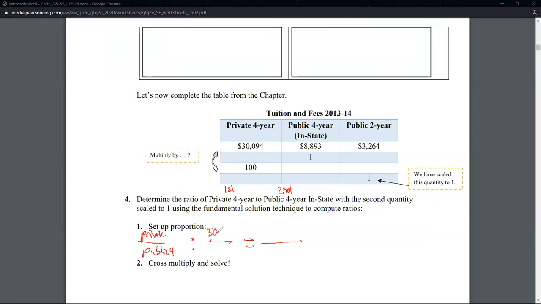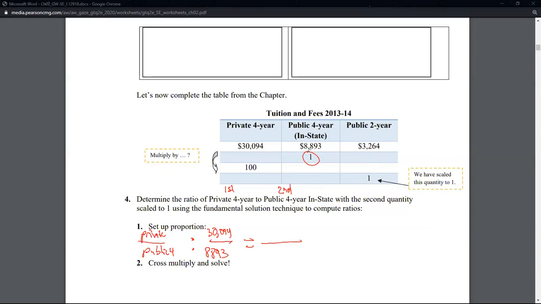That's the 30,094 over the 32. That's not right, is it? I didn't say public 2-year. We said public 4-year, public 4-year. So I need to undo that. Public 4-year, which is the 8893. I've got a later problem in my head. This right here, when I was talking about scaling to 1, that's not the one I'm referring to, actually. I pointed at the wrong thing.